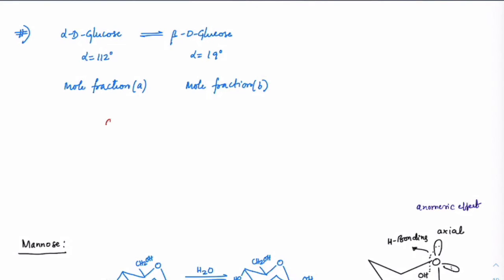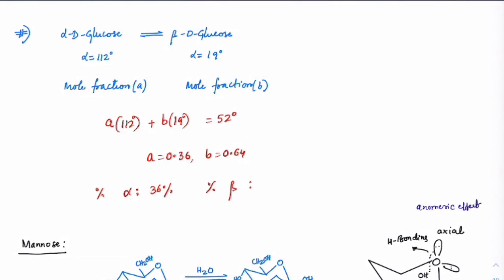We know that the mole fraction of alpha D, taking it as A, multiplied by 112, plus B multiplied by 19, should be equal to 52. These are angles. A comes out to be 0.36 and B comes out to be 0.64. So in percentages, alpha is around 36% and beta glucose is around 64%. I'm sure you should be able to work out questions like this.